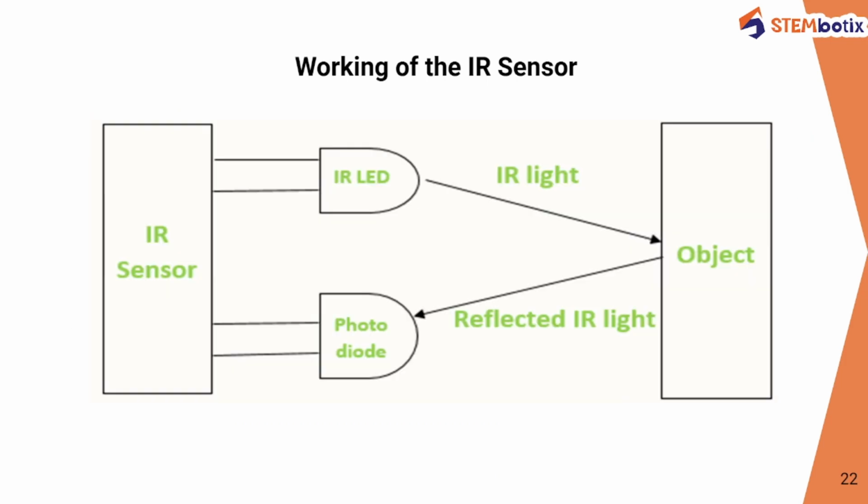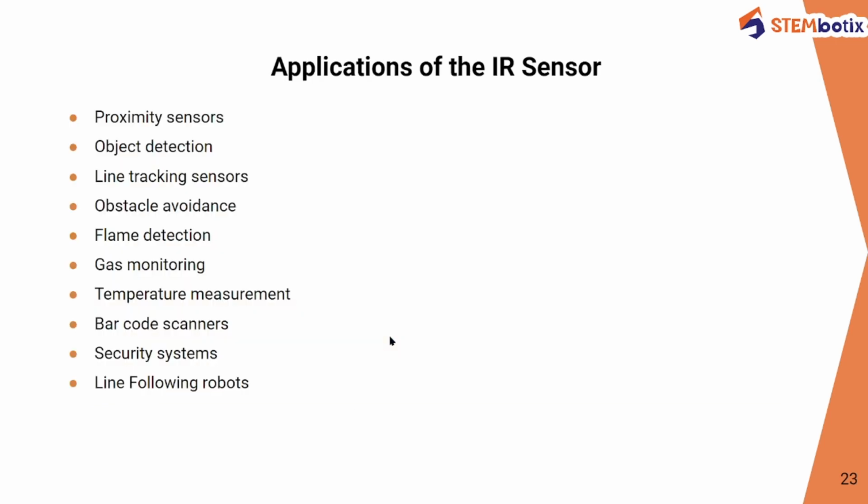There are different types of transmitters, depending on their wavelengths, output power and response time. An IR sensor mainly consists of this IR LED and photodiode. This IR LED will emit the IR waves, and if there is any object it will reflect them back, and that reflected IR light will be received by this photodiode.